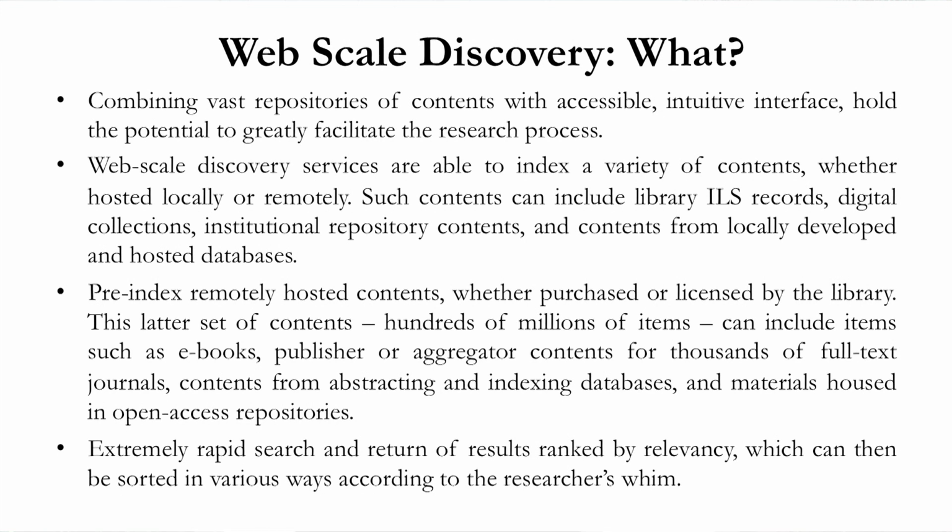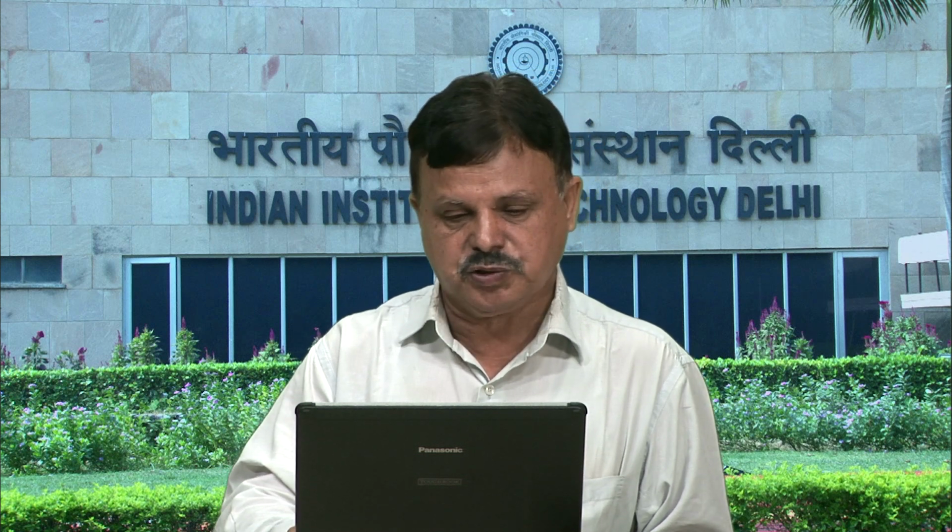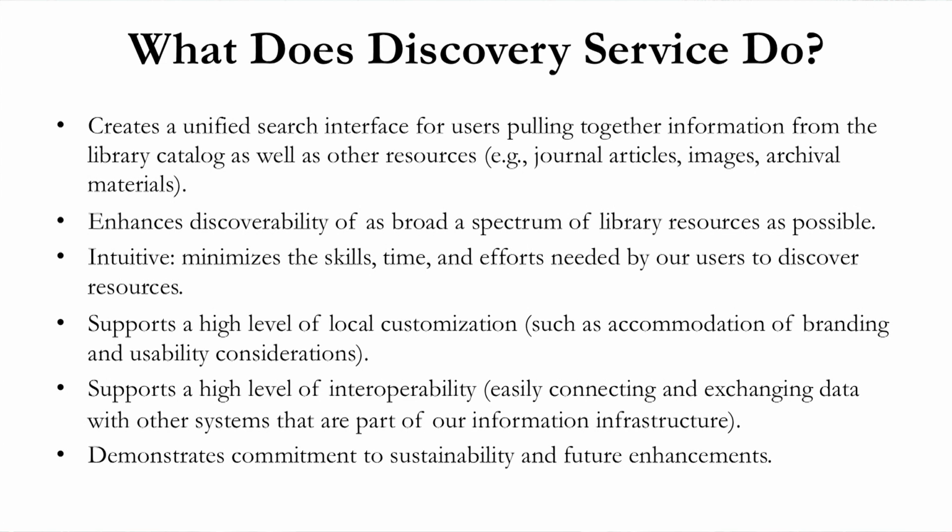Such indexing is very helpful, because your index is at one point and all your resources are included in one single index. Otherwise, it becomes very difficult for you to have your resources discovered by your users. Then a discovery system creates a unified search interface for users, pulling together information from the library catalog as well as other resources. This is again very important. It pulls information from different resources like the catalog, and also resources like journal articles, images and archival material.